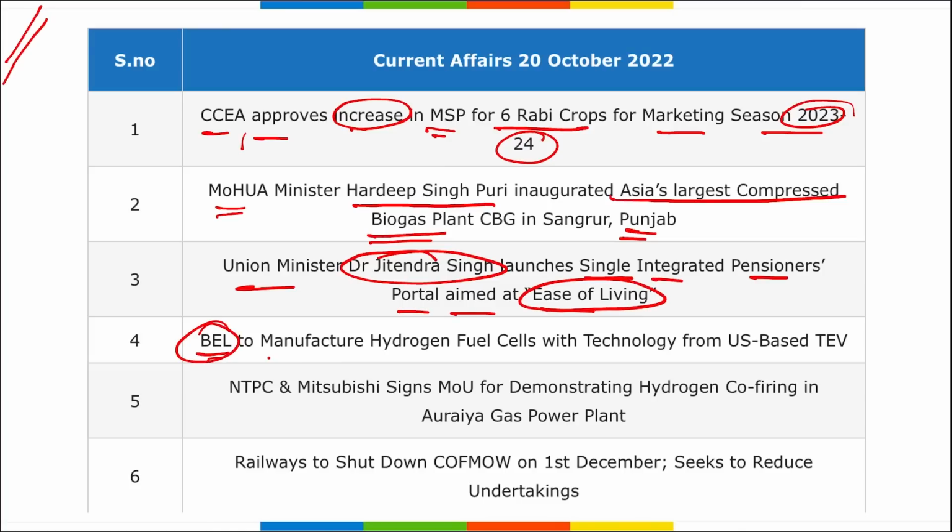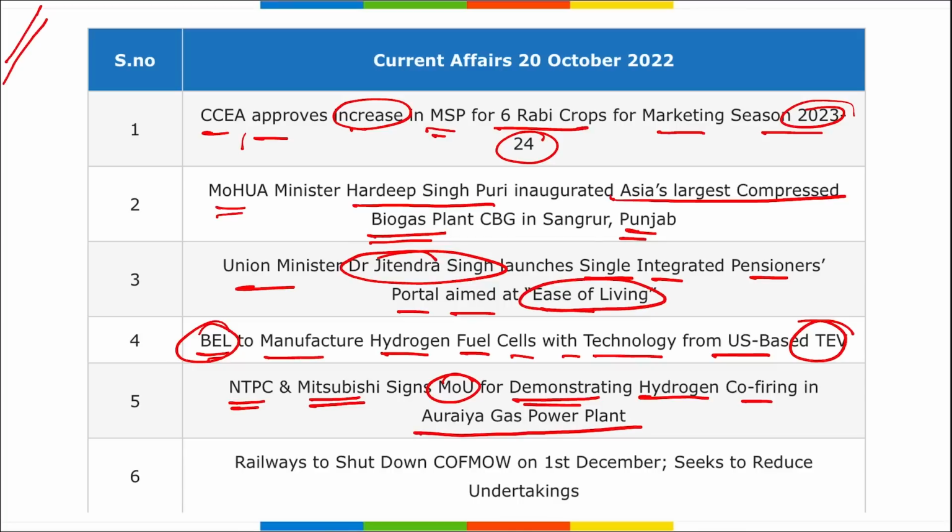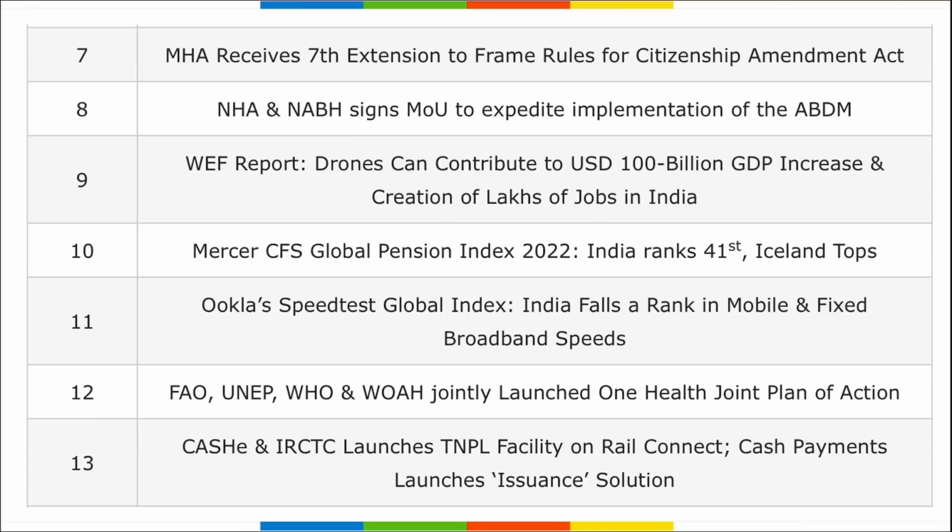BEL, Bharat Electronics Limited, to manufacture hydrogen fuel cell with technology from US-based TEV. That is your Triton Electric Vehicle. NTPC and Mitsubishi have signed an MOU for demonstrating hydrogen co-firing in the Auraiya gas power plant. Railways to shut down KOFMO on 1st of December, seeking to reduce undertakings. Then the Ministry of Home Affairs received the 7th extension to frame rules for the Citizenship Amendment Act.